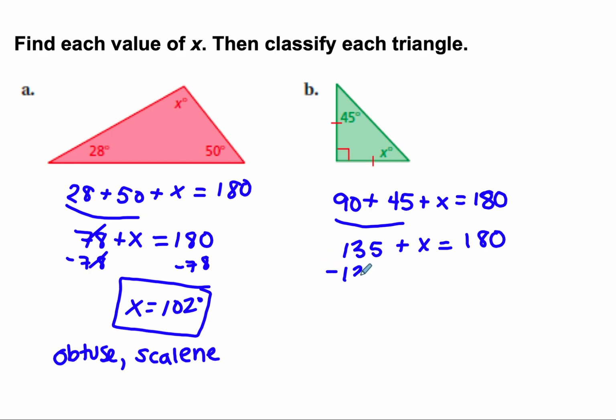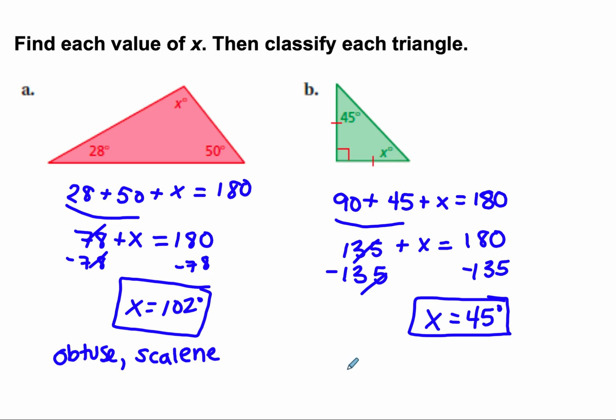Then we are going to subtract. To cancel out addition, we subtract. So we're going to subtract 135 from both sides. We're going to get x equals 45 degrees. Don't forget that degree label on your answer.